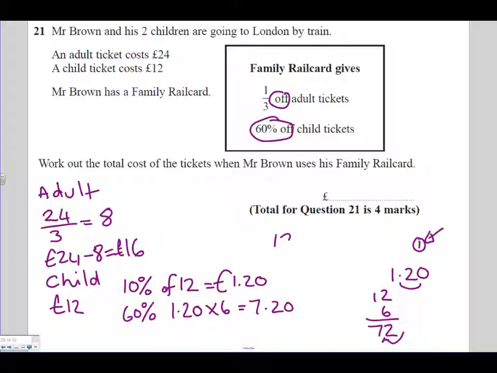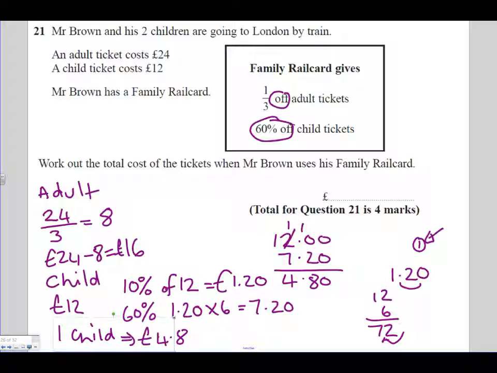Now it's £7.20 off the £12. So I've got £12 and I'm going to take away £7.20. So 20 pence away from this means we have 80 pence here. £7 from 11 would give us 4. So the price of one child ticket is now, with the rail card, £4.80. And we have 2 children, so we need to multiply that by 2. So that's £9.60.